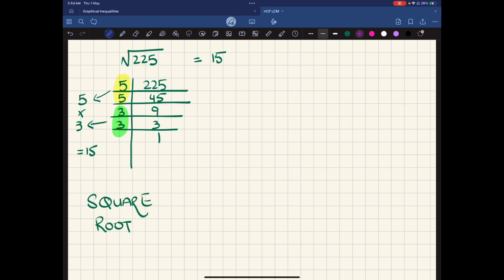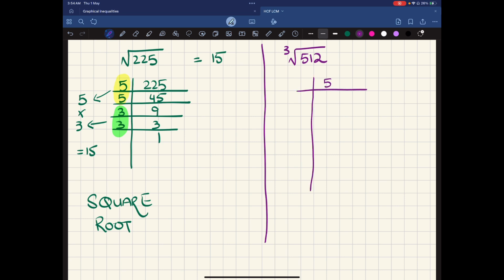What about cube root? So let's take another example. Maybe you're asked to find the cube root of 512. What are you going to do? You're going to follow the same process. You're first going to express 512 as a product of its primes. It's an even number. Let's begin with 2.